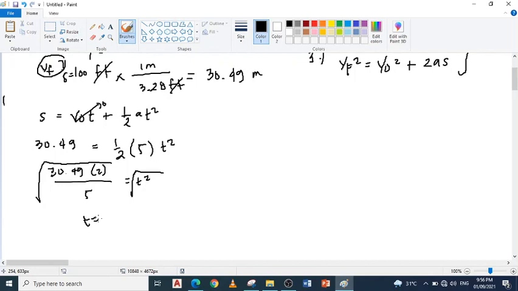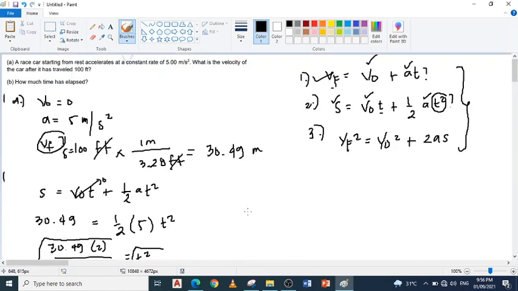Okay, so we have 3.49 seconds. So that is the elapsed time for letter B. And for letter A, ito yung tinatanong for letter A. Okay, so what is final velocity?